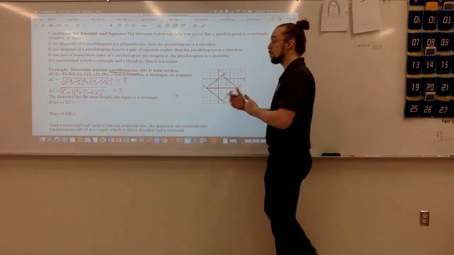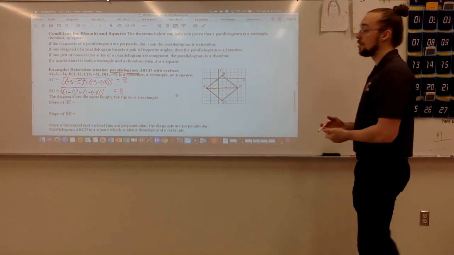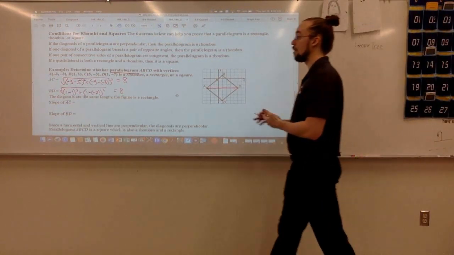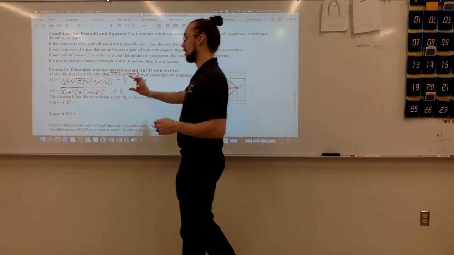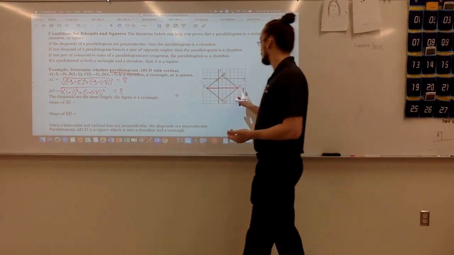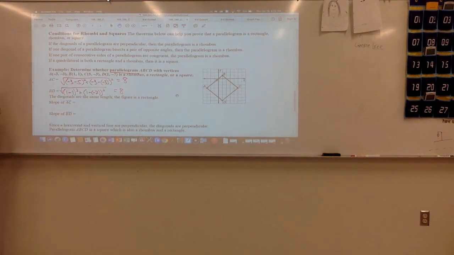right? It still could be a square, right? We could still show that the diagonals are also perpendicular, right? But for right now, this at least proves that it's a rectangle. Right? So we want to see if we can go one step further then and see if the diagonals are perpendicular. So I want to find the slopes.